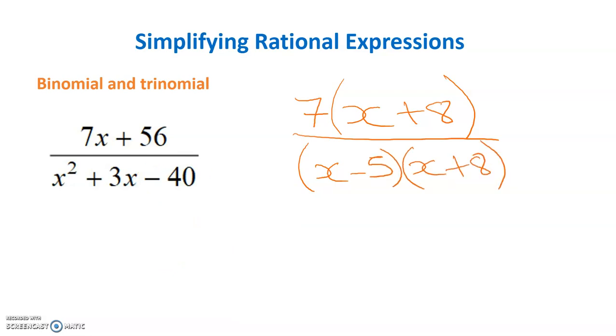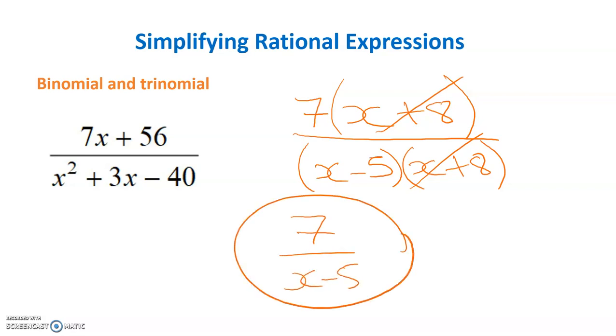So you can see here the numerator and denominator now have a term in common, so we can cancel those out, and we are left with 7 over x minus 5 as our simplified form of this rational expression.